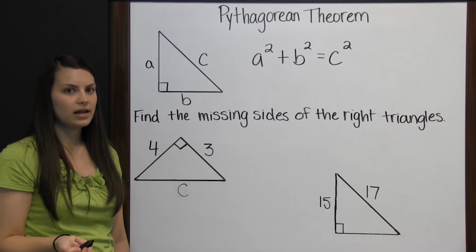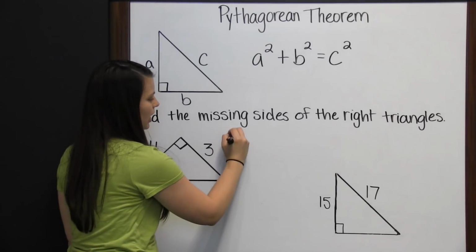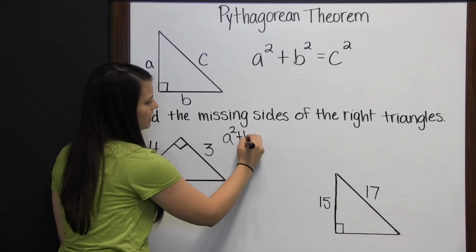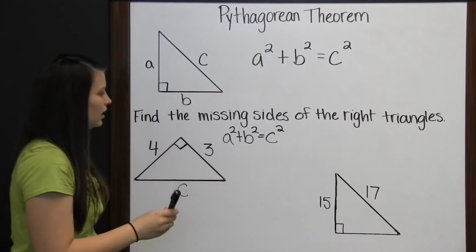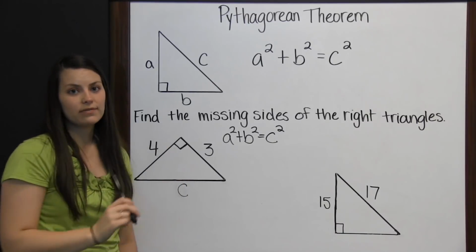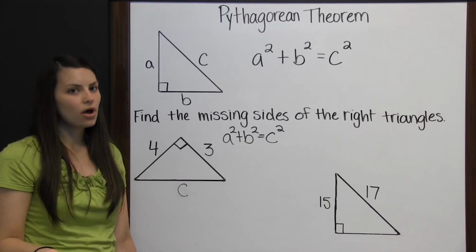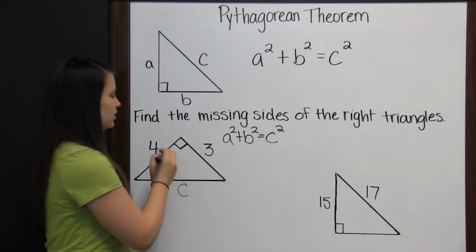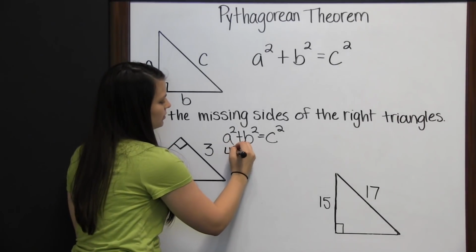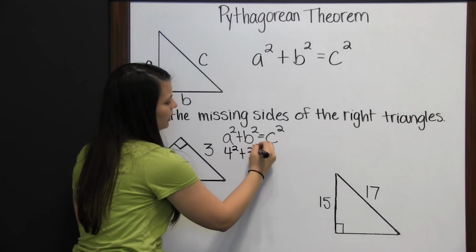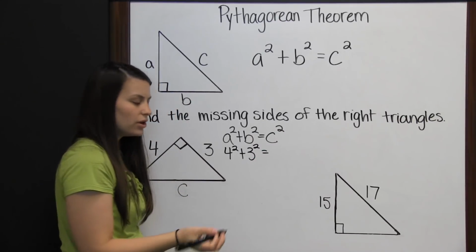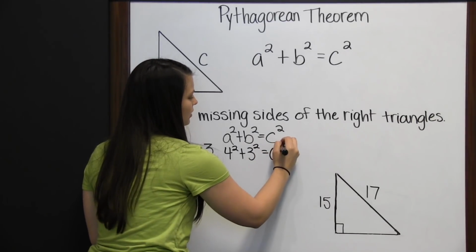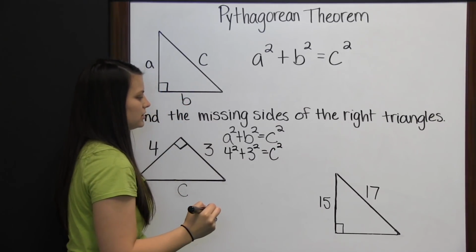And we'll start by writing the Pythagorean theorem. A squared plus b squared is equal to c squared. A can be either one of the legs, and b can also be either one of the legs. So 4 squared plus 3 squared is equal to, and the hypotenuse is what we don't know, so we'll leave it as c, our variable that we're trying to find.